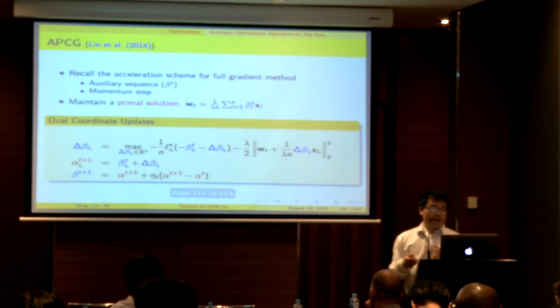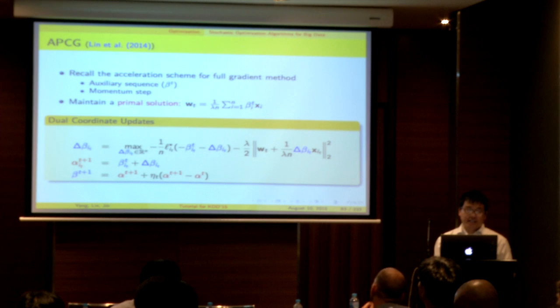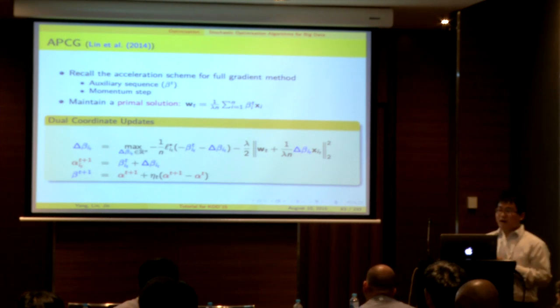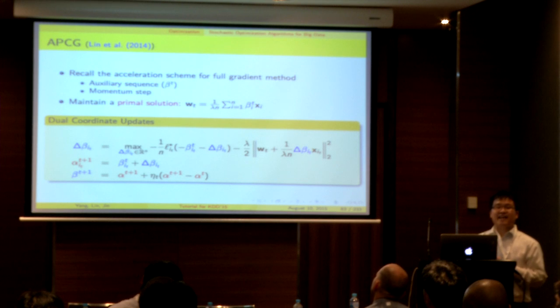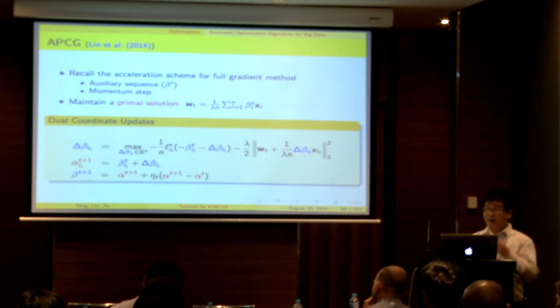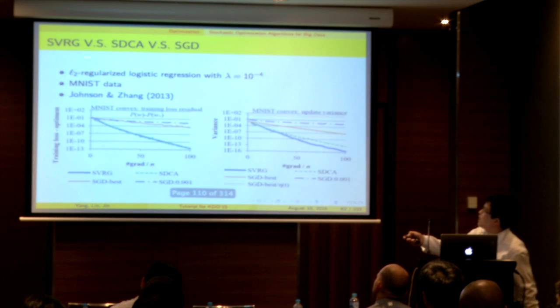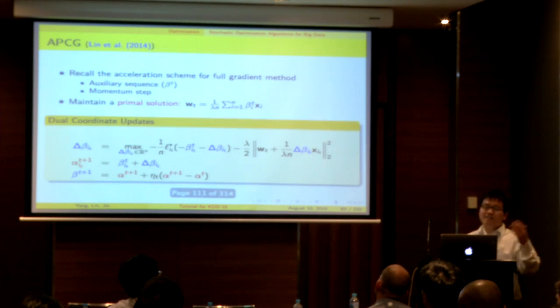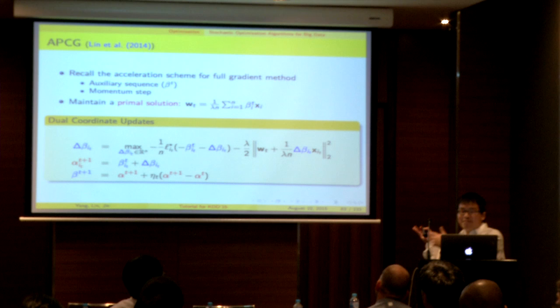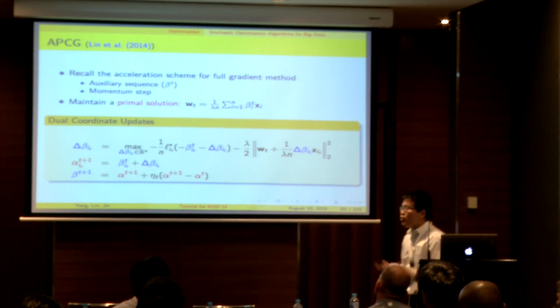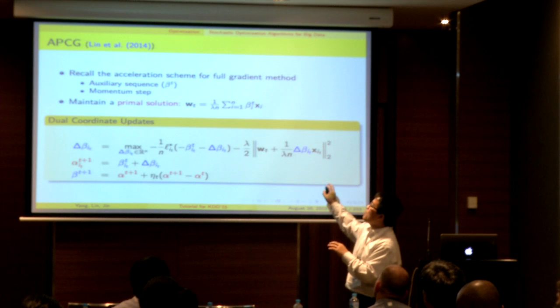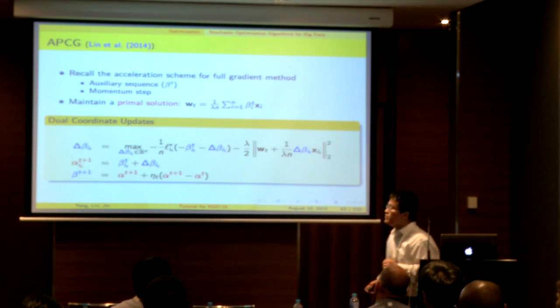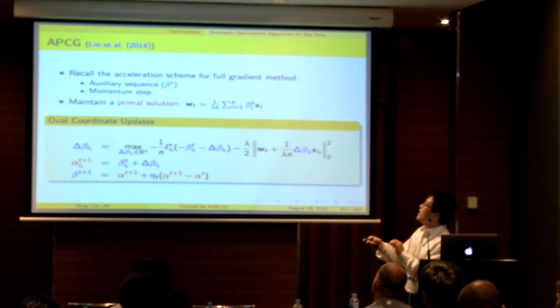Okay. Well, now the last algorithm I would like to mention is APCG. So APCG is basically the accelerated version of SDCA. SDCA is a coordinate ascent. APCG is accelerated coordinate ascent, basically. So it actually, of course, should perform better. But the algorithm is more sophisticated in terms of the updating sequence.